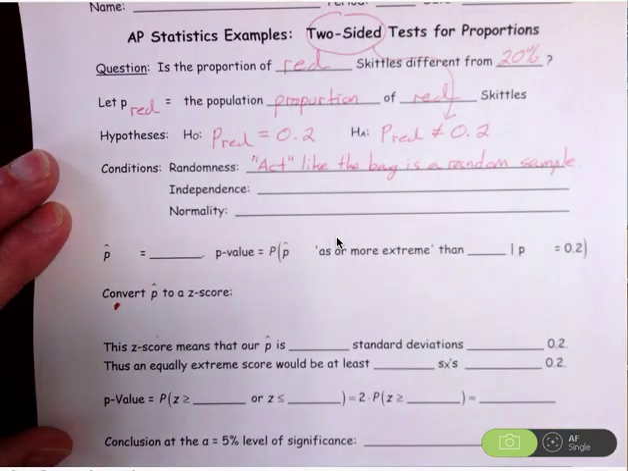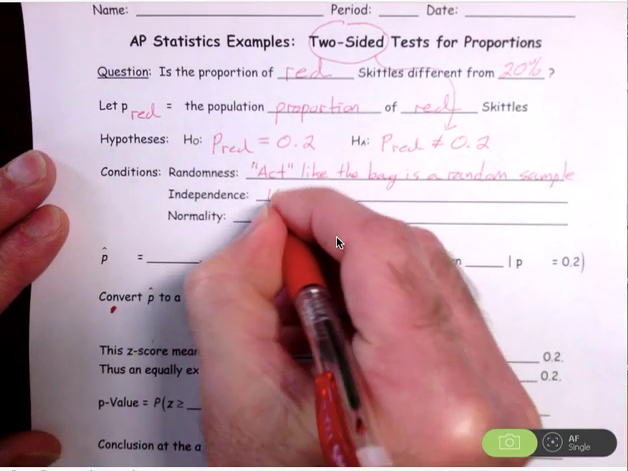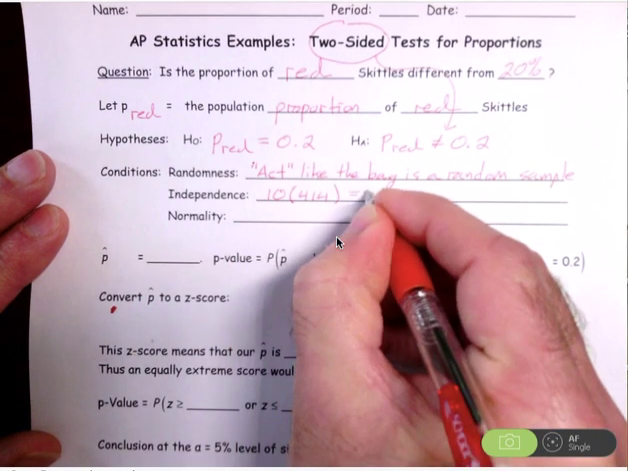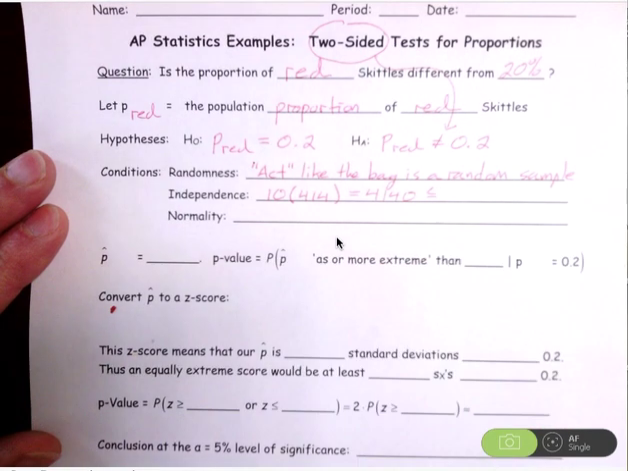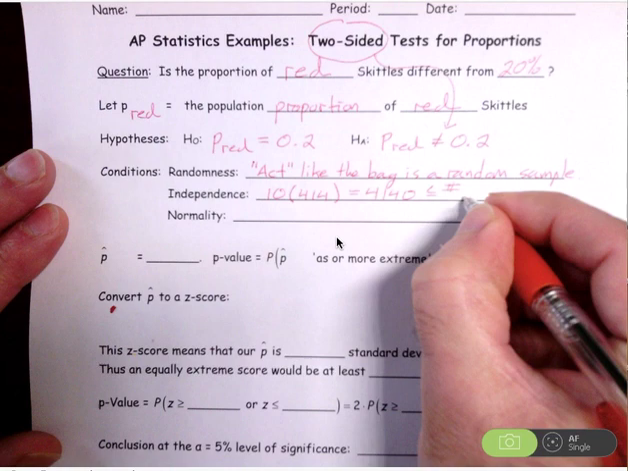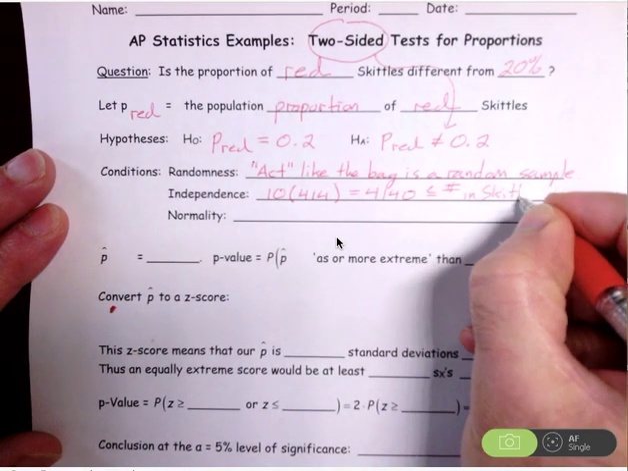So, in terms of independence, there were a total of 414 Skittles in the bag. So I'll use the 10% rule. So 10 times 414 is 4,140, and that's certainly less than or equal to the number of Skittles in the population. Number of Skittles produced.